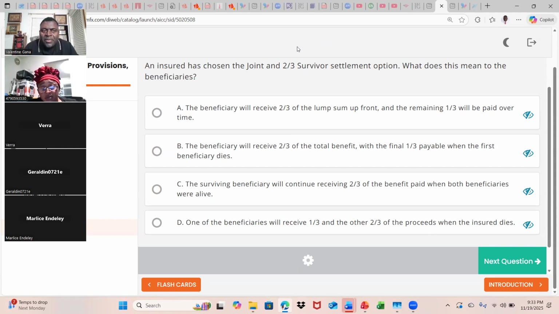So both of them will receive 100%. That's what it means. Both of them will receive 100% of what the payments are. But when the first person dies, the surviving person will continue to receive 2/3 of what was being paid to both of them. C, as in Charlie. Let's see if that one is right.